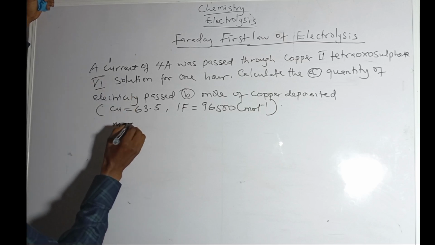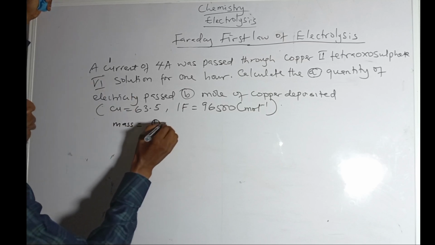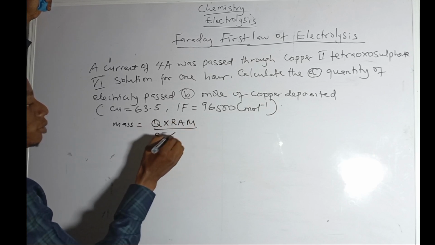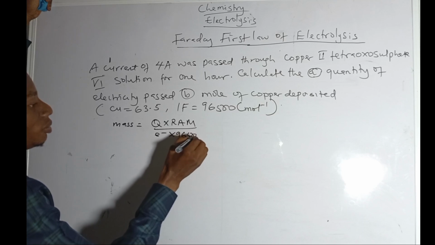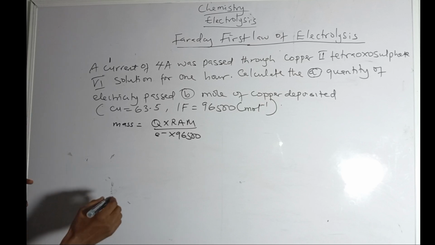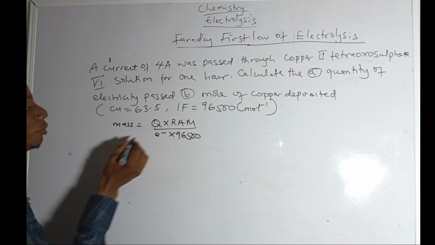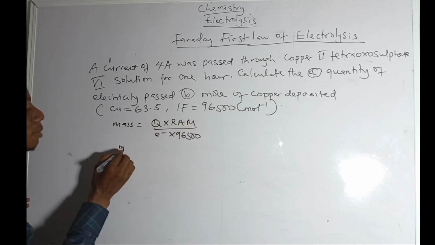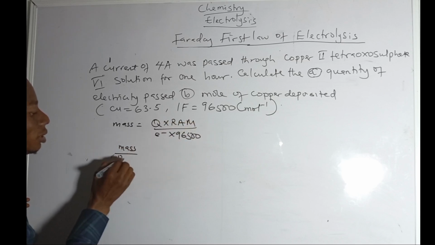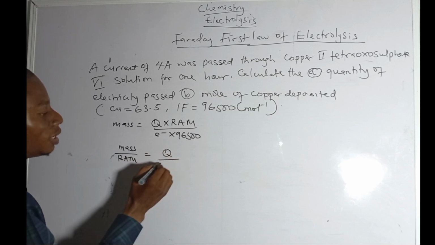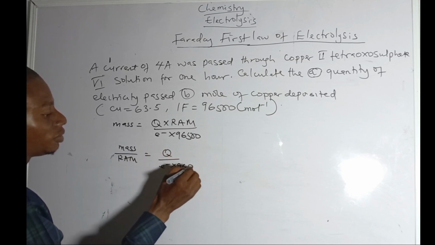So mass is equal to Q times RAM over E minus times 96500. You can note this formula down. And we can also write it like this. RAM is relative atomic mass. So you can also write the formula as mass over RAM equals Q over E minus times 96500.